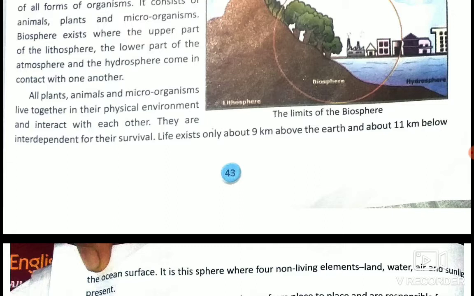They are interdependent for their survival. Yes, this is very important. We cannot say that plants are not dependent on animals and animals are not dependent on plants. In this ecosystem where plants, animals, and human beings are there, plants and animals are interdependent. Because if plants are providing a habitat to the animals, animals are also providing manures and fertilizers to the plants. So they are interdependent for their survival.